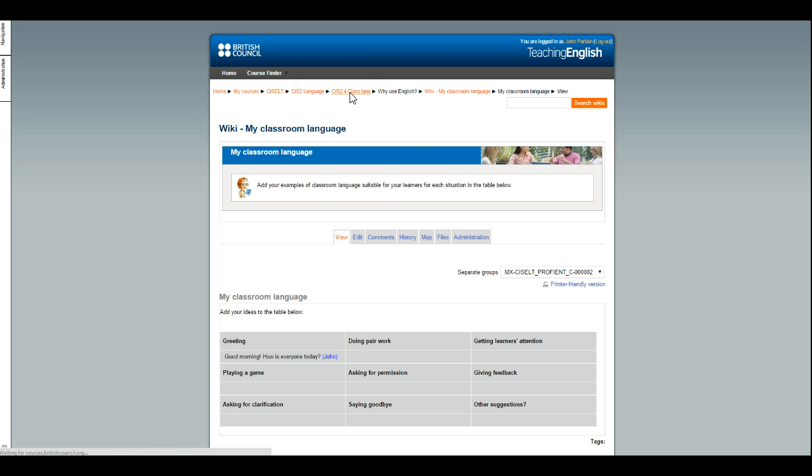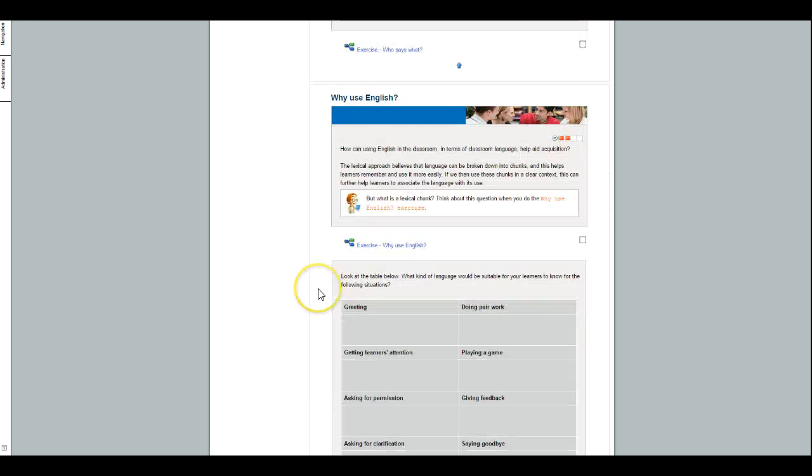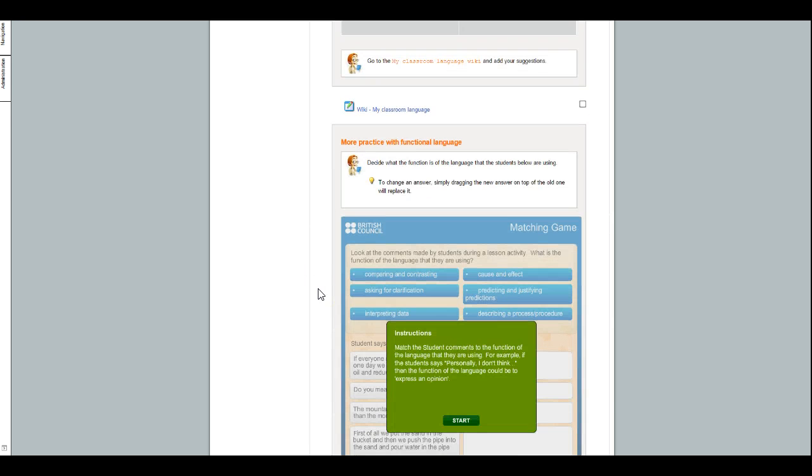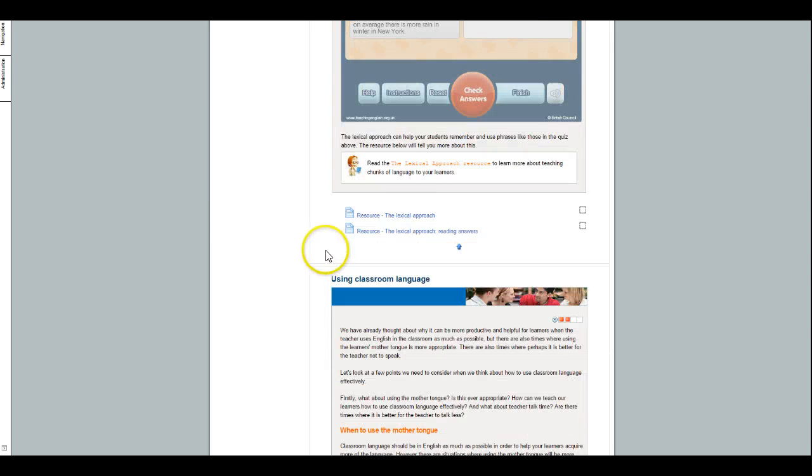After finishing the wiki, there's another exercise here to complete. And then there are some very good resources here. Please make sure to read both of these on the lexical approach. Remember, we go back to our TKT studies. Lexis is vocabulary. Basically, the idea in the lexical approach is that we use chunks, which are smaller pieces of language, versus individual words to assimilate meaning and use of context in the classroom.